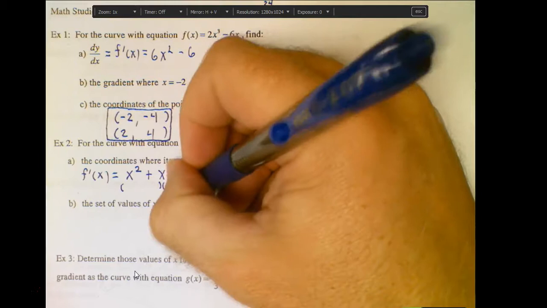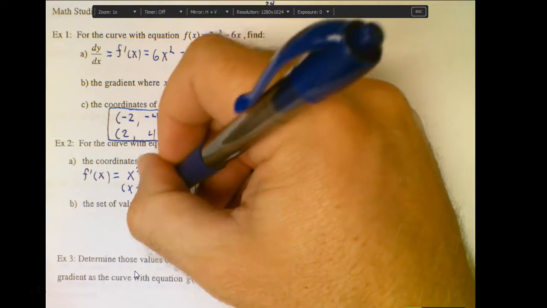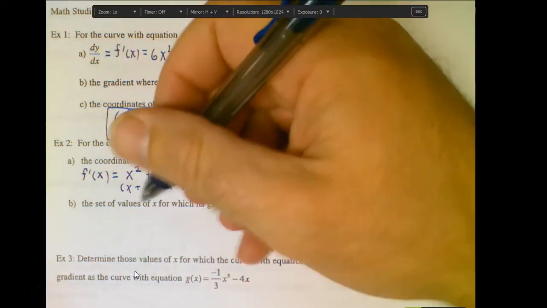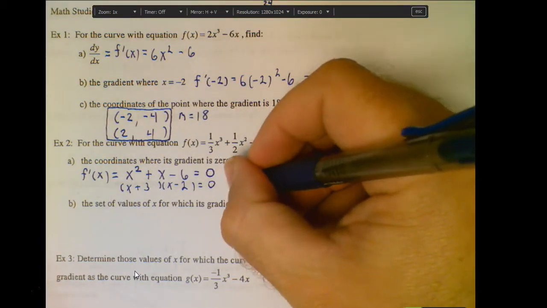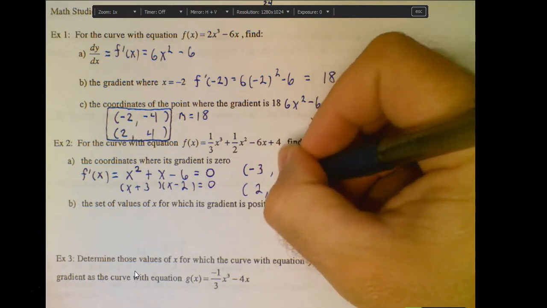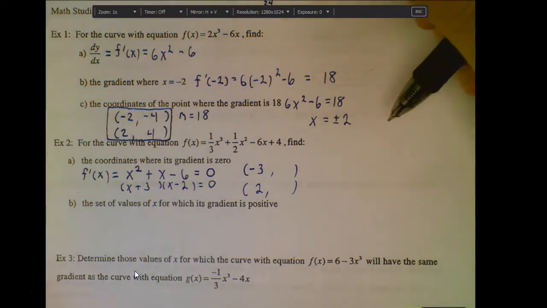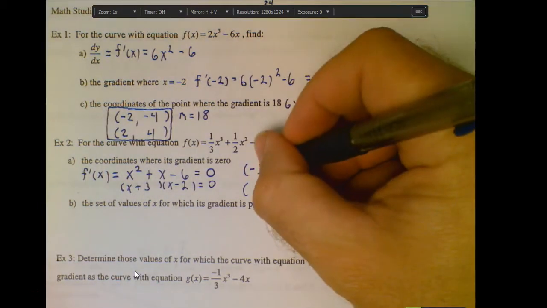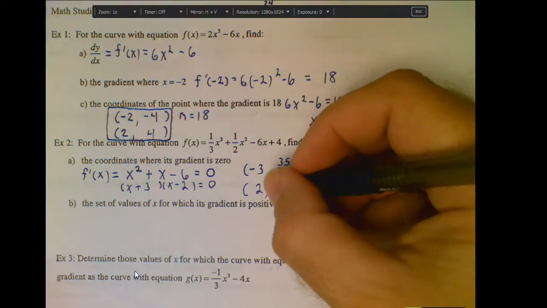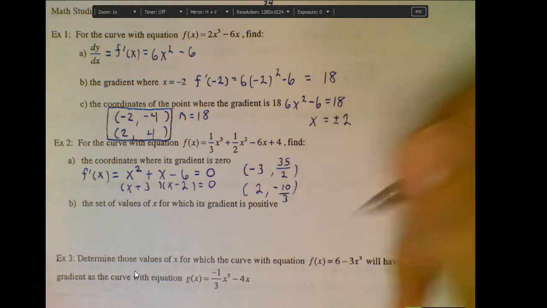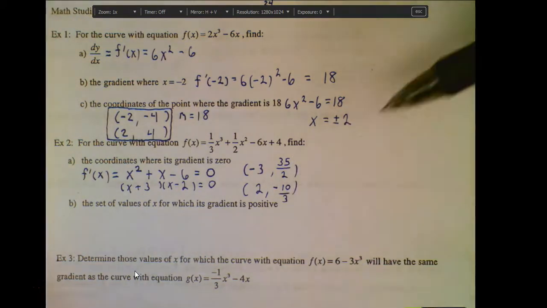If I solve that by factoring, most people should be able to factor this one at this point. Factors would be x plus 3 and x minus 2, which means the solutions are -3 and +2. So we know those are the x coordinates, and we're going to sub those into the original function as always to get the y coordinates. So if I were to plug -3 into the original function, I'm going to get this as my y coordinate. And if I plug in a 2, I get -10/3 as my y coordinate. So those are the coordinates where the gradient was 0. And again, I showed you graphically in the last lesson how that works.